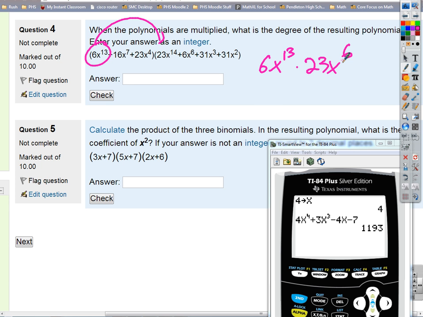Well, 6 times 23 is 138. Isn't it 23 to the 14th? Oh, 14th, my mistake. So I'm going to get 6 times 23 is 138. x to the 13th times x to the 14th is x to the... So what am I entering? 27. That's the degree, right? So we're getting there. This one will go very fast.